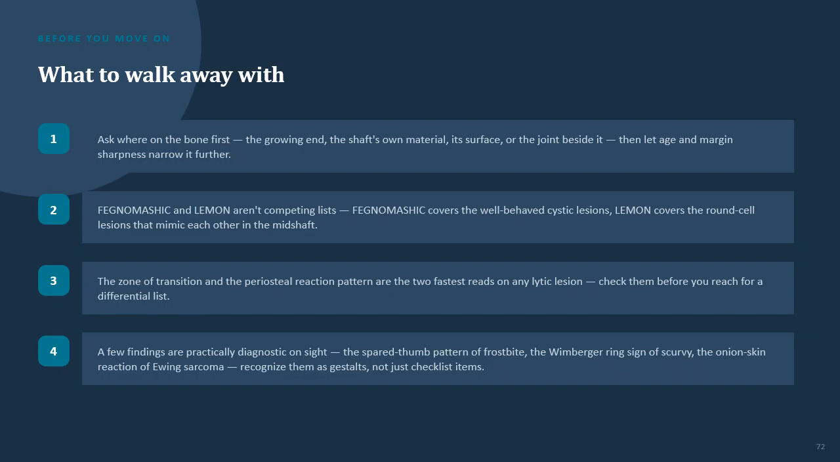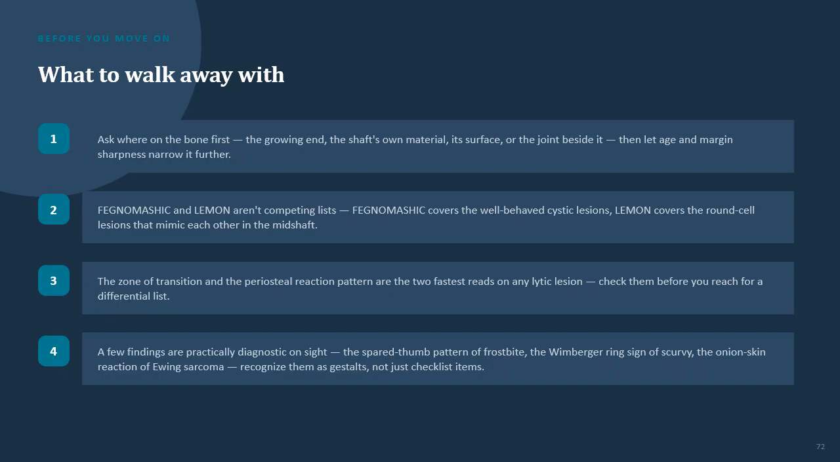They then want to ask what the patient's age is, and the border of the lesion is also going to narrow some things down for us. When I say the border of the lesion, is it a messy border or is it a well-defined border? That's going to tell us whether it's an aggressive tumor or process versus a slow process that might be more benign.